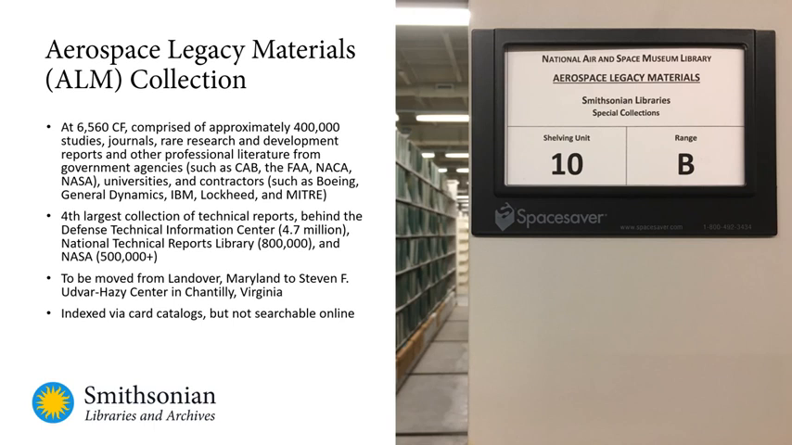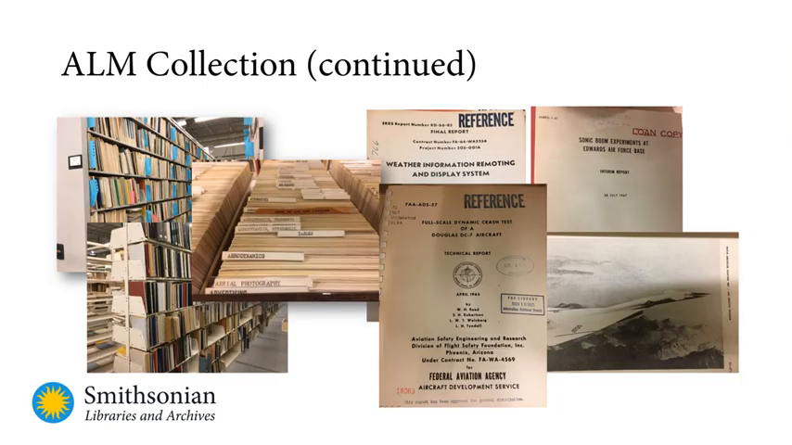In the coming years, this collection is going to be moved out from its current location in the Smithsonian Library's Research Annex in Landover, Maryland, to the Stephen F. Udvar-Hazy Center in Chantilly, Virginia. And these are just some more images of the collection and an idea of what the reports might look like. Now, unlike the Trade Lit collection and art and artist files, the ALM collection is currently not searchable online. The only way we can really navigate it or have an idea of what's in the holdings is by the use of the card catalog.